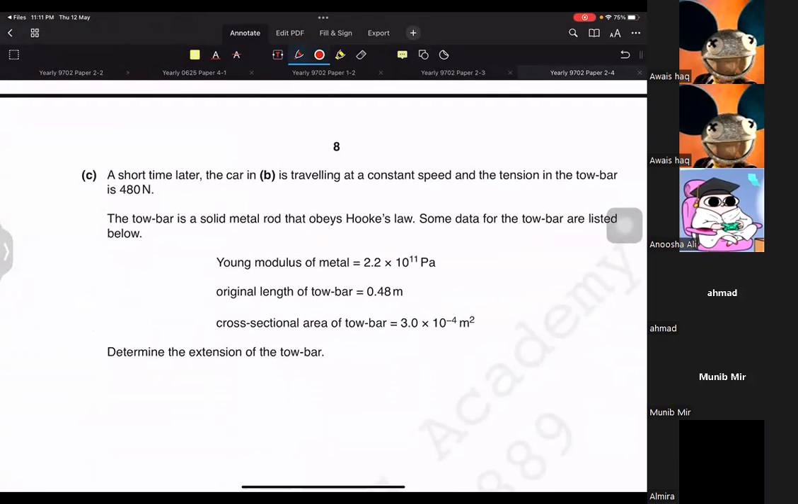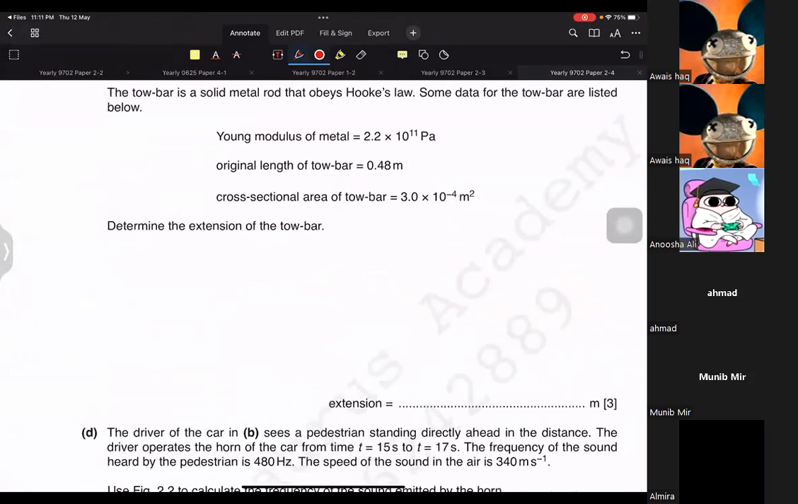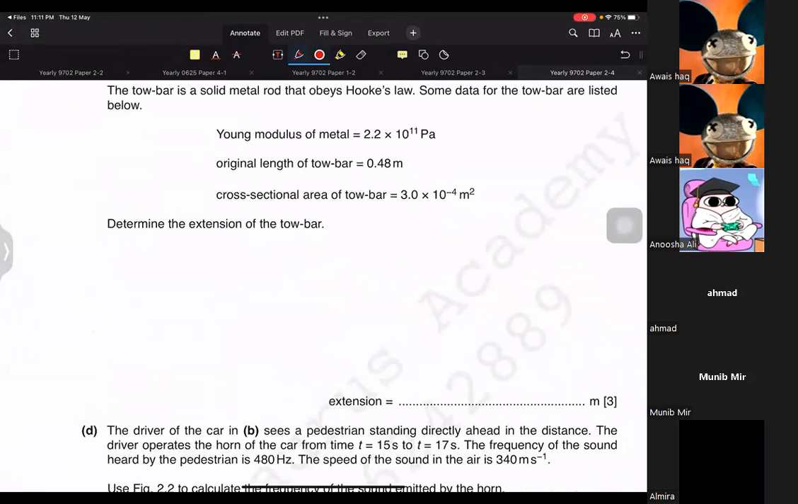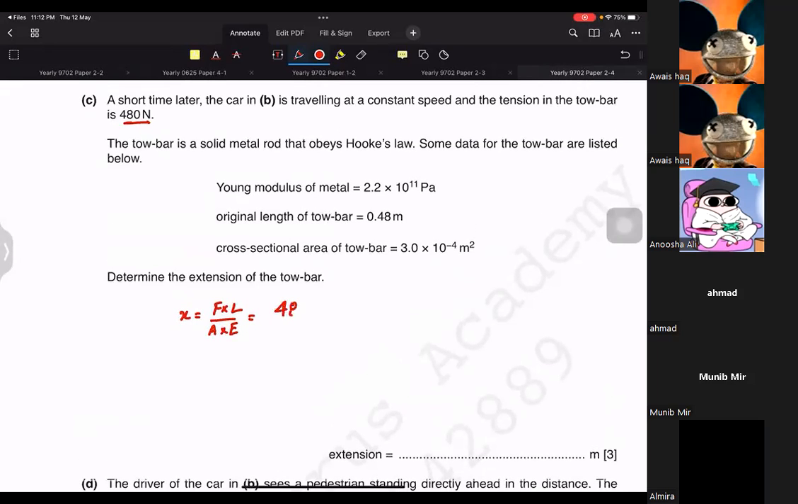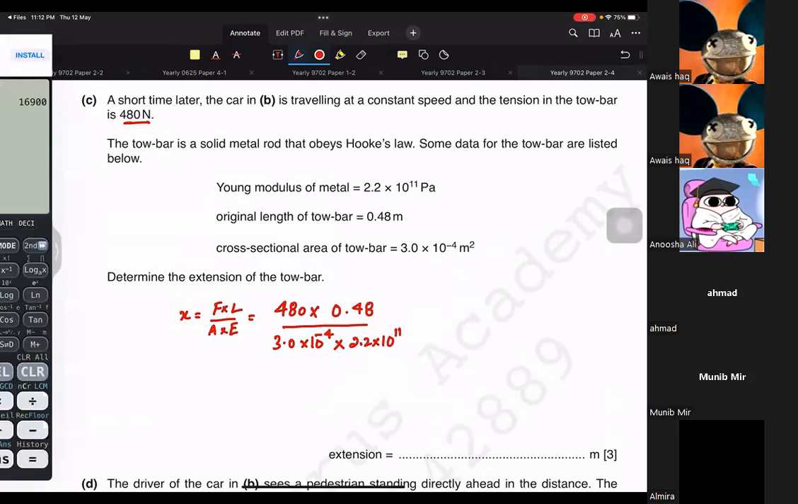Now, a short time later, the car in B is traveling at constant speed and the tension in the tow bar is 480. The tow bar is a solid metal rod. Determine the extension. So extension is force times length over area times Young's modulus. The force they say is 480. The length is 0.848. Cross-sectional area is 3.0 times 10 raised to minus 4. And the Young modulus is 2.2 times 10 raised to 11.